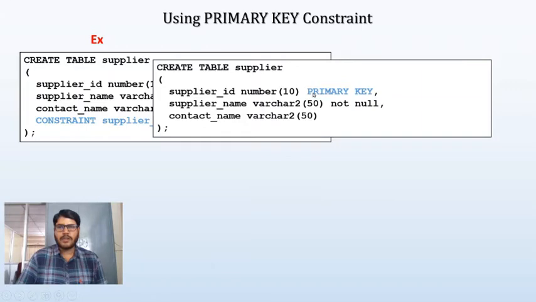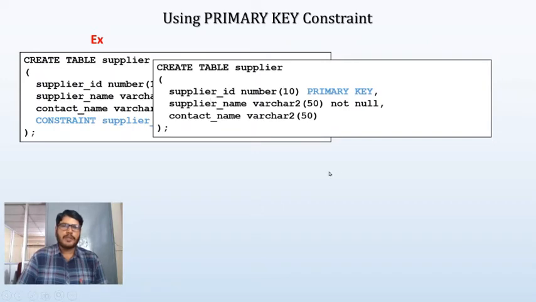But instead of closing the column definition for supplier ID, in front of this I'm going to use the keywords primary key here. That means I'm defining supplier ID with the data type number, specifying the size as 10, and defining this column as a primary key by using the keywords primary key. It is similar to how we define a not null constraint. In a similar fashion, we have defined a column level constraint for supplier ID.